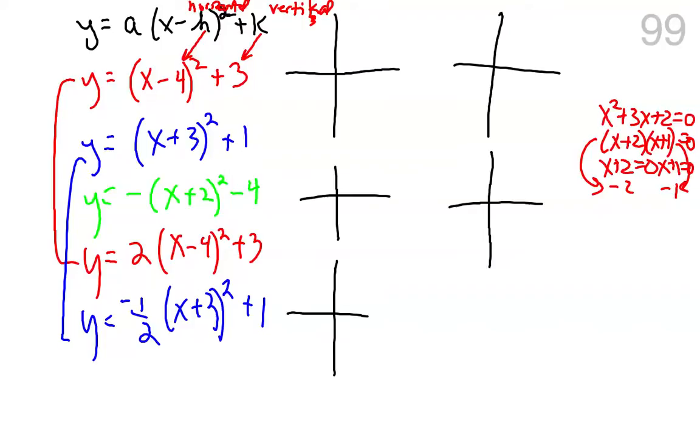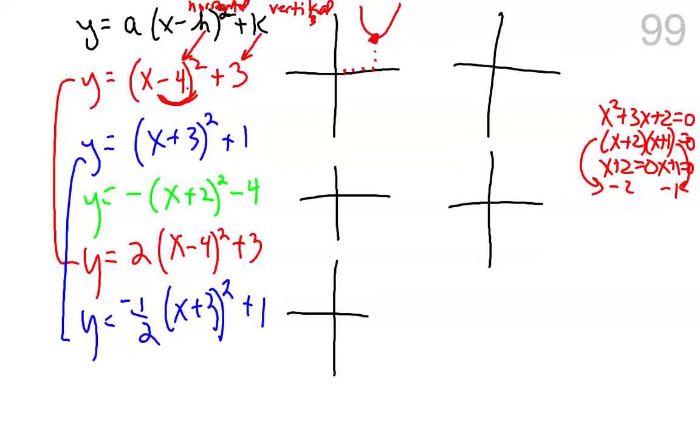So what this means is, as I look at this, I might say, oh, I go 4 to the left because of the negative. No, I reverse it. I go 4 to the right. So 1, 2, 3, 4. And then vertical shift is always what it is, up 3. 1, 2, 3. So here's my vertex, and here's how my parabola would look.